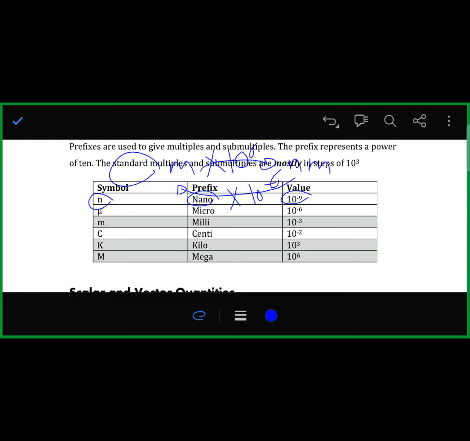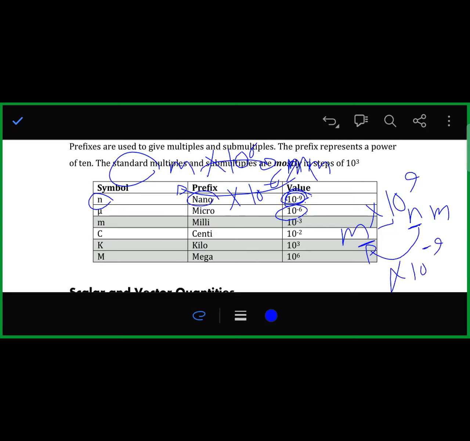Take the example of micrometer here, 10 to the negative 6. We can get nano, micrometer, nanometer. Nanometer is 10 to the power of negative 9. So from meter to nanometer, times 10 to the power of what? 9, from the table. Yes. Reverse process, from nano to meter, 10 to the power of negative 9.